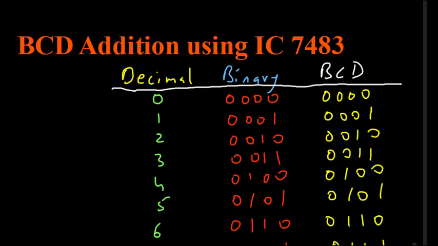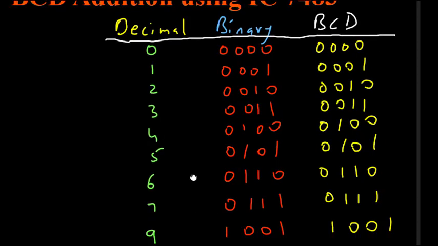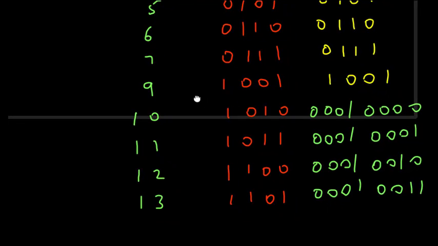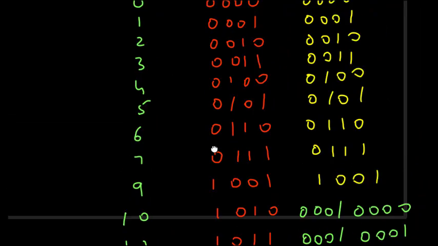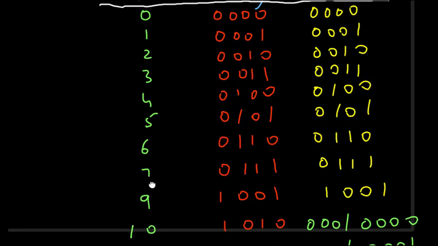Before studying how to convert IC 7483 to add BCD numbers, let us see the difference between a 4-bit binary and a BCD number. You have these decimal numbers: 0, 1, 2, 3, 4, 5. I have written up to 13, and of course I can go further. See the difference: for 0 to 9, all numbers are the same in 4-bit binary and BCD.